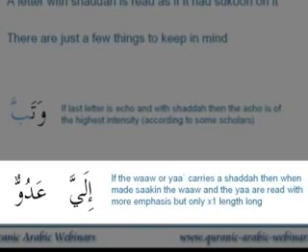The next rule is if the waw or the ya carries a shadda, then when made sakin, the waw and the ya are read with more emphasis but only one length long. So here we have ilayya, and if that was to be read at the end of a sentence, the ya goes sakin, but you cannot read it as a diphthong fatha ya, so you cannot say ilay, i.e. too long. Instead you say ilay. Okay, so you put more emphasis on the ya and cut it down to one long. Some people will say this is as if you're reading two yas.